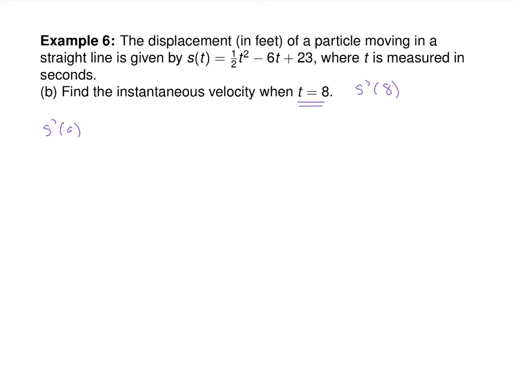So find s prime of a using the whole limit thing. Limit h goes to 0. It'll be s of a plus h minus s of a over h. S instead of f, but who cares? It's just a different letter. Nothing's really changed.